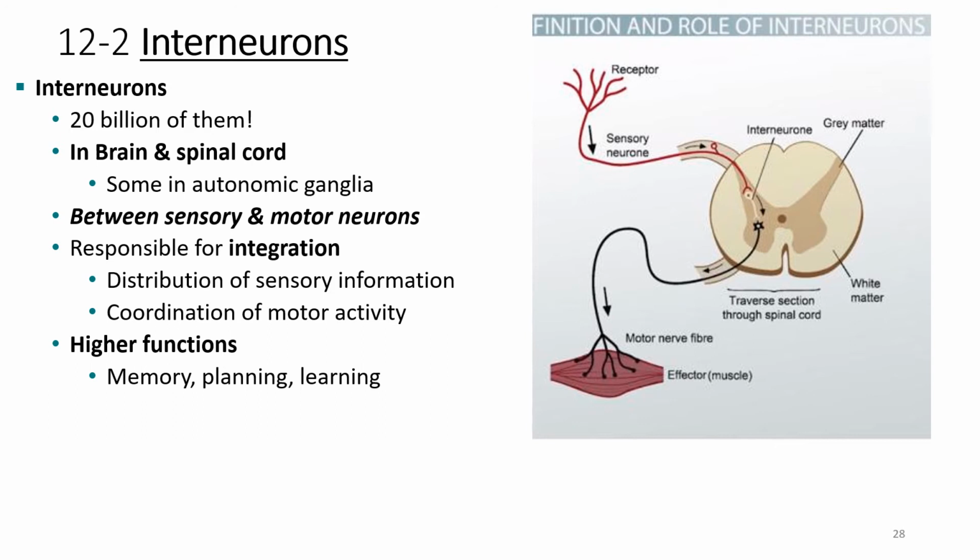So they receive that signal from the sensory neuron and determine, does it need to go up the spinal cord? Does it need to go to the brain? Does it need to go out to a motor neuron? And they are also involved, the ones that are within our brain, in higher functions. And when we say higher functions, remember that means things like memory, planning, learning.